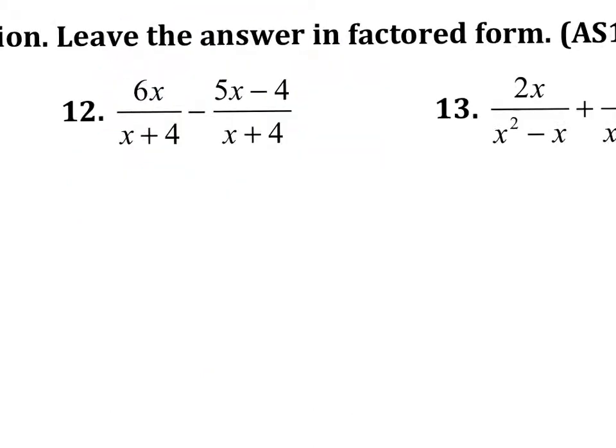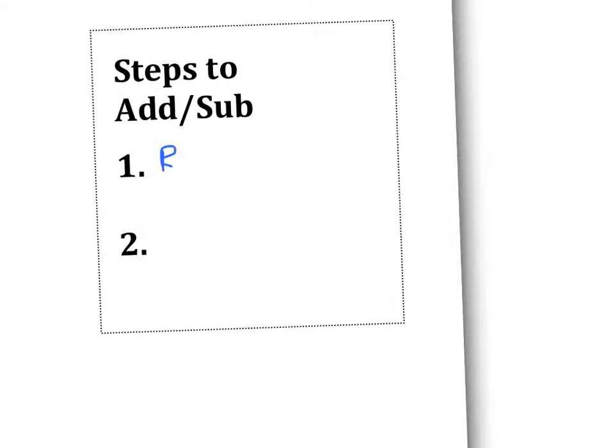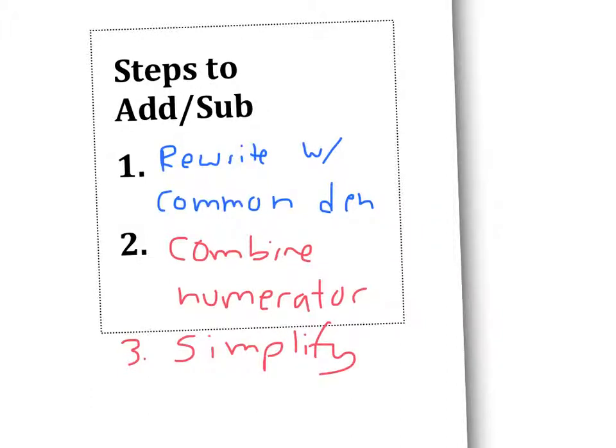So when we're adding or subtracting, the key thing is that we must have a common denominator before we can combine our numerators. So what are my steps to adding and subtracting? I need to rewrite with a common denominator. We have to have a common denominator. And then second, we can combine our numerators. Now, however, maybe I should have put a part 3 on there but it's maybe implied, is that we have to simplify once we're done. We always simplify if we can.